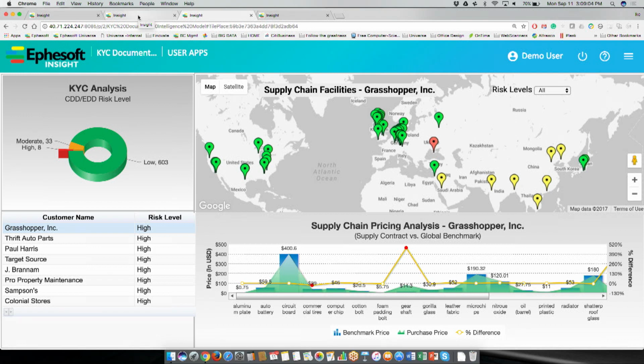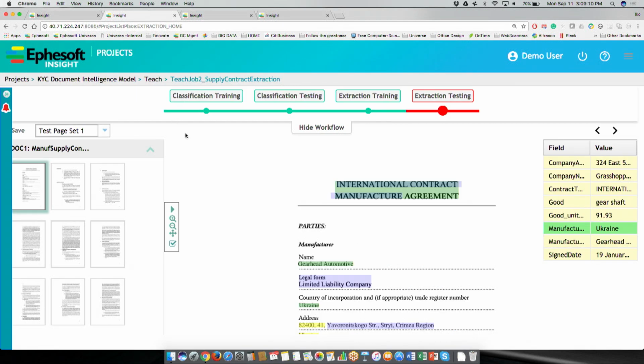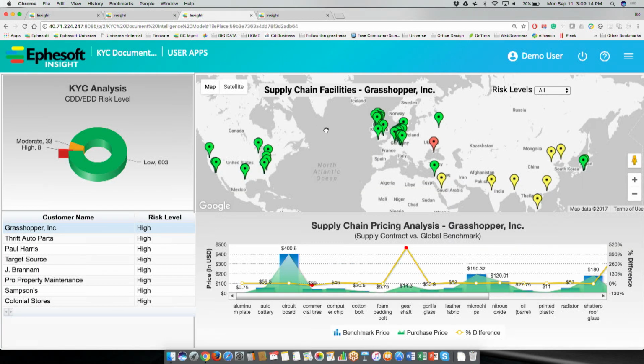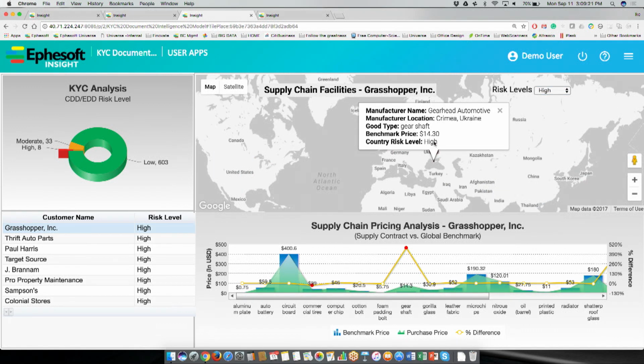This is a level deeper than just verifying the identity of the company's owners. In this visualization, we're looking at the facility locations of all of their suppliers, and we're grouping it by risk level yet again. So I can filter to the red level facilities, and we can see here that one partner has operations in Crimea, which is a high-risk region subject to U.S. sanctions. So the punchline here is where is this data coming from, right?